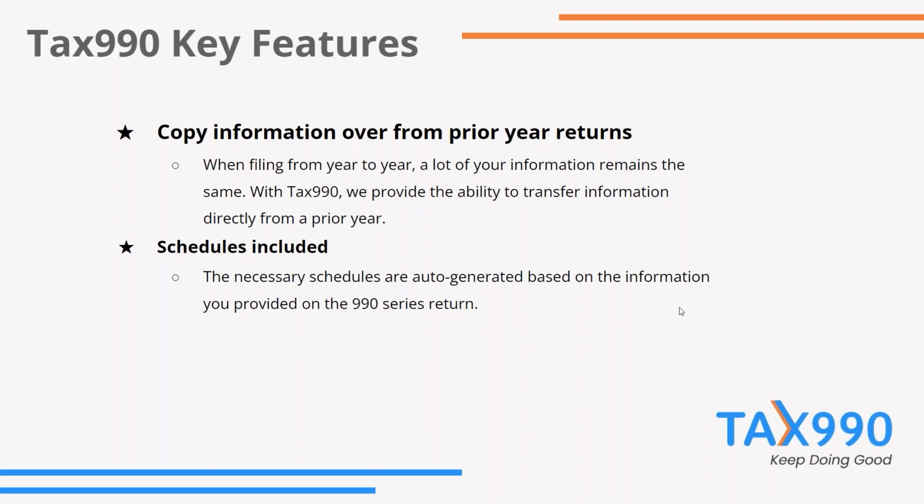Schedules are automatically included. If you're filing the 990 PF form and you don't indicate that Schedule B is not required, we will automatically generate Schedule B for you to complete. Based on your responses, the necessary sections of Schedule B will generate as well. So there's multiple areas of Schedule B for you to complete.